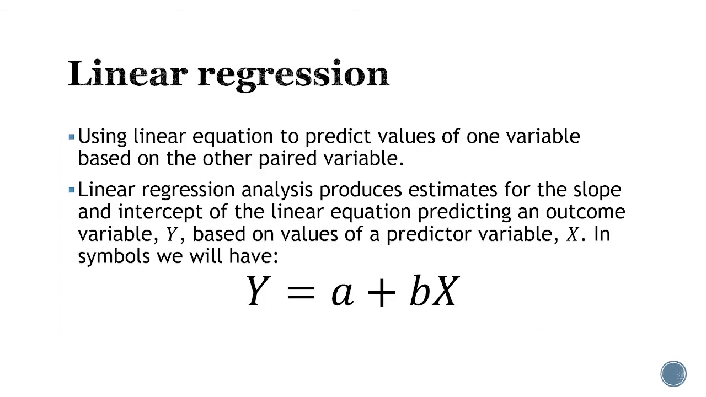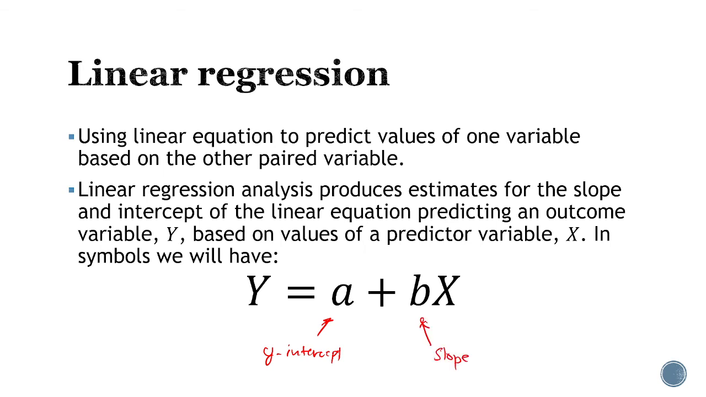So linear regression analysis produces estimates for the slope and the intercept of the linear equation, predicting an outcome variable y based on the values of predictor variable x. In symbols, we will have here y is equal to a plus bx. So in here, a is actually our y-intercept, and b is our slope.